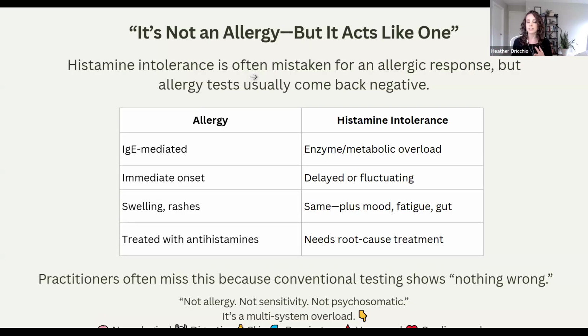It's going to have an immediate onset. We can have swelling, rashes, of course, even anaphylaxis. And then it's going to be recommended to be treated with antihistamines.